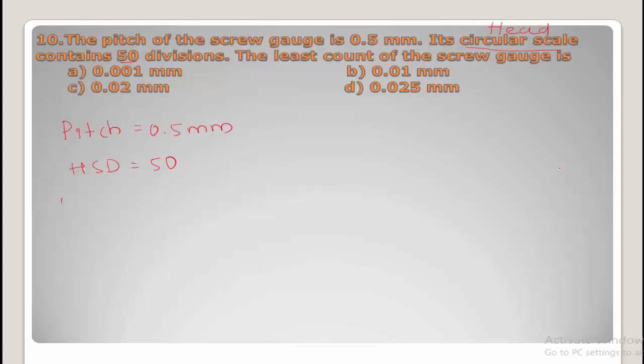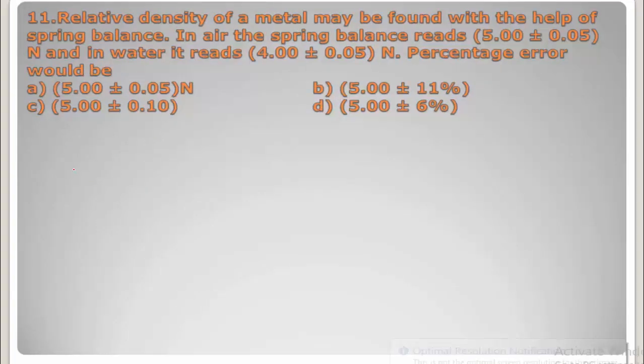For the formula of least count of the screw gauge, we write it as pitch divided by total number of head scale divisions, isn't it? So the pitch is 0.5 divided by total number of head scale divisions, 50. So this becomes 0.01 millimeter. The answer is option B. Next question.